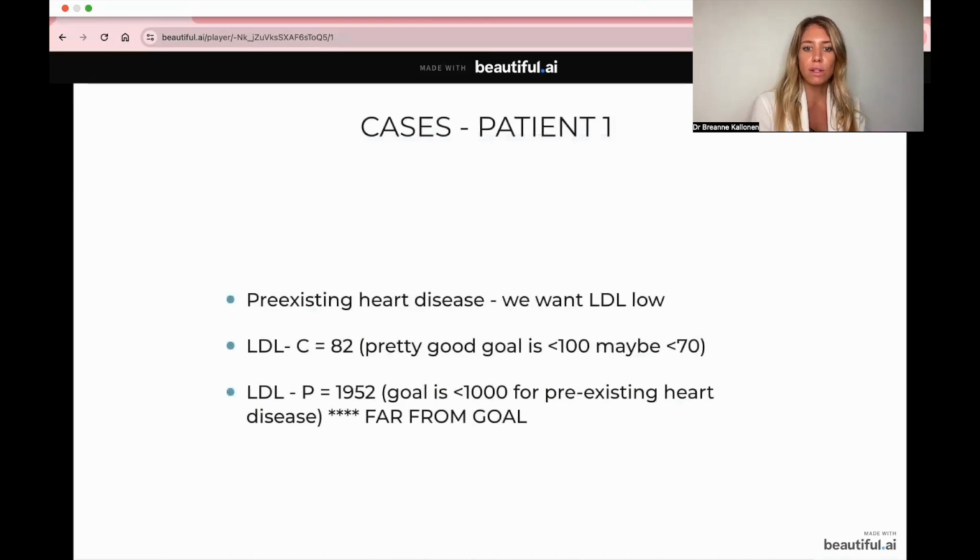Patient, pre-existing heart disease. We've been told that we want the LDL low. The LDL count, or the volume, was 82. So it looks pretty good. But the particle size is actually really high, 1,952. The goal for a patient with pre-existing heart disease is actually less than 1,000. So this individual is far from their goal, right?